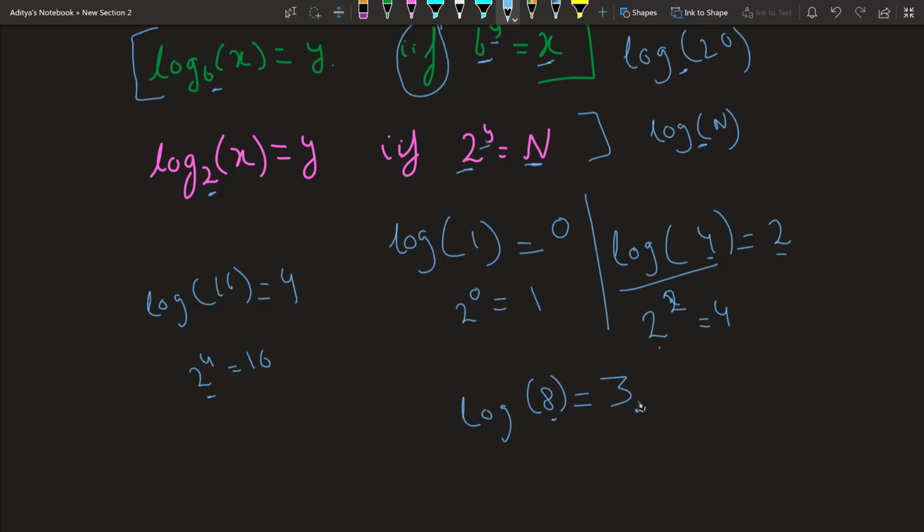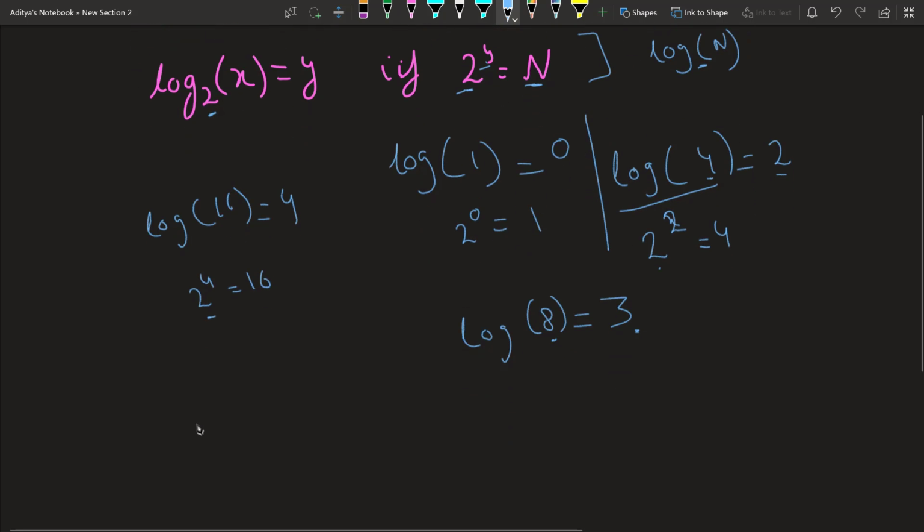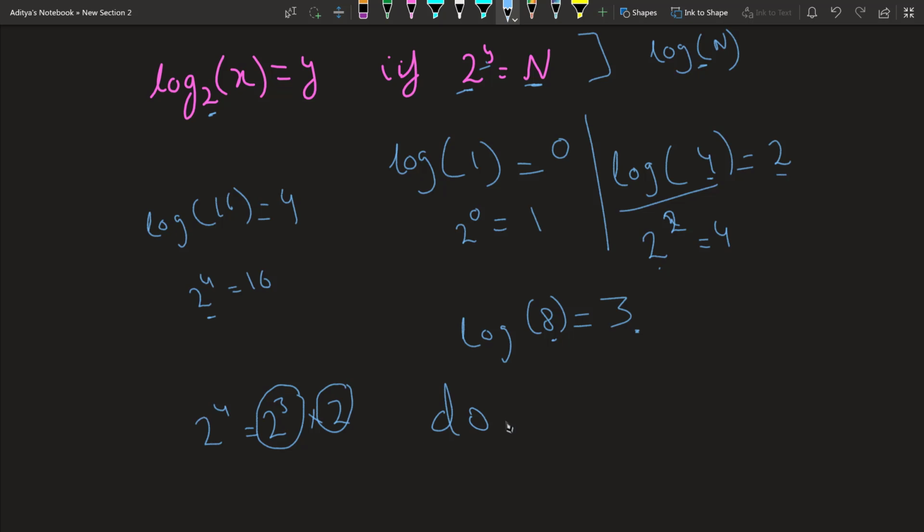So let me show you, log of 2 power 4 is nothing but log of 2 power 3 into 2. So here we are just multiplying our previous log with our number 2. And if you have paid attention in logarithms, this is the most interesting part. When we double our input, the log is just going to increase by 1.